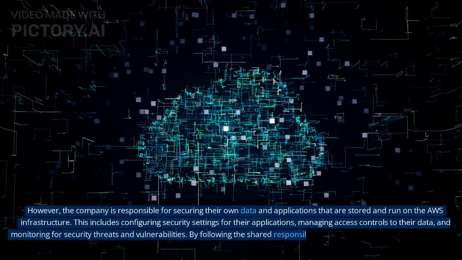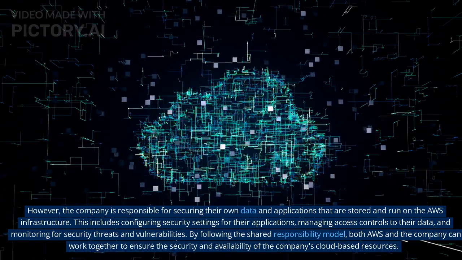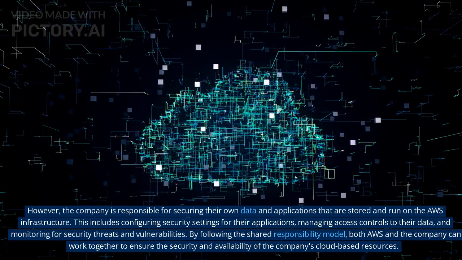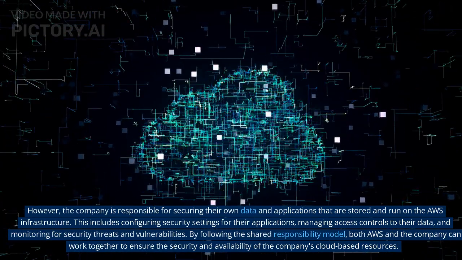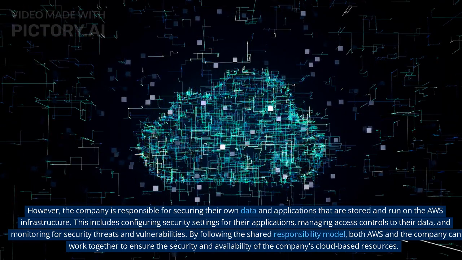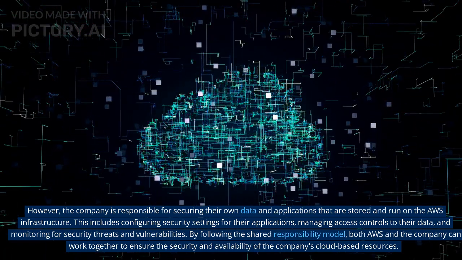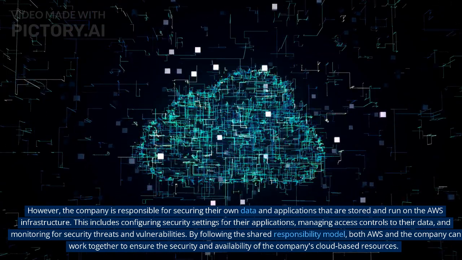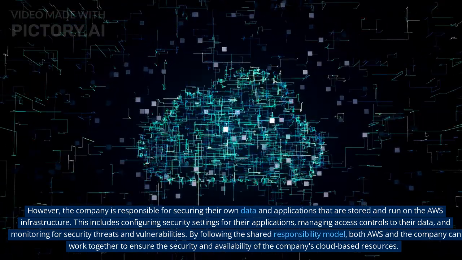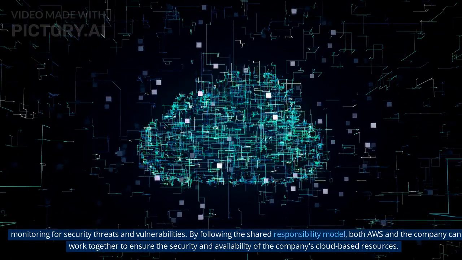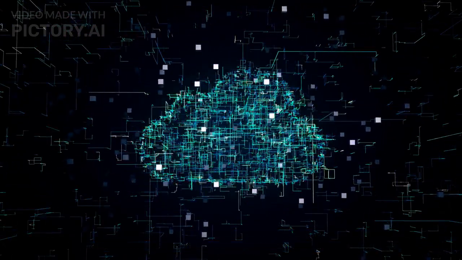However, the company is responsible for securing their own data and applications that are stored and run on the AWS infrastructure. This includes configuring security settings for their applications, managing access controls to their data, and monitoring for security threats and vulnerabilities. By following the shared responsibility model, both AWS and the company can work together to ensure the security and availability of the company's cloud-based resources.